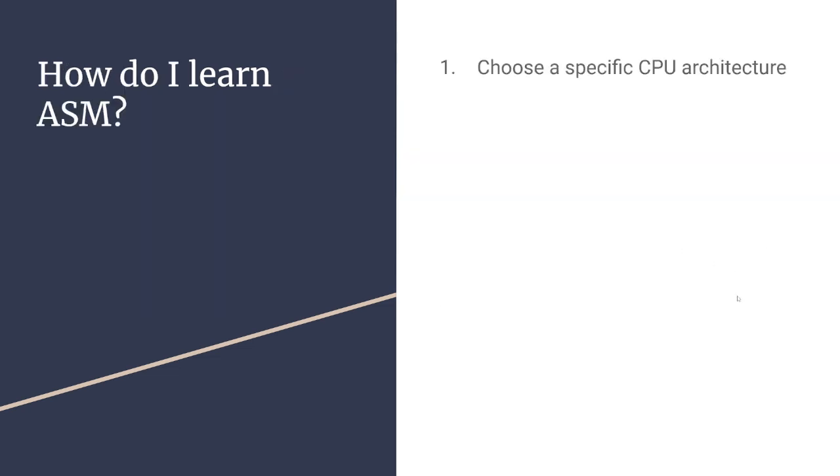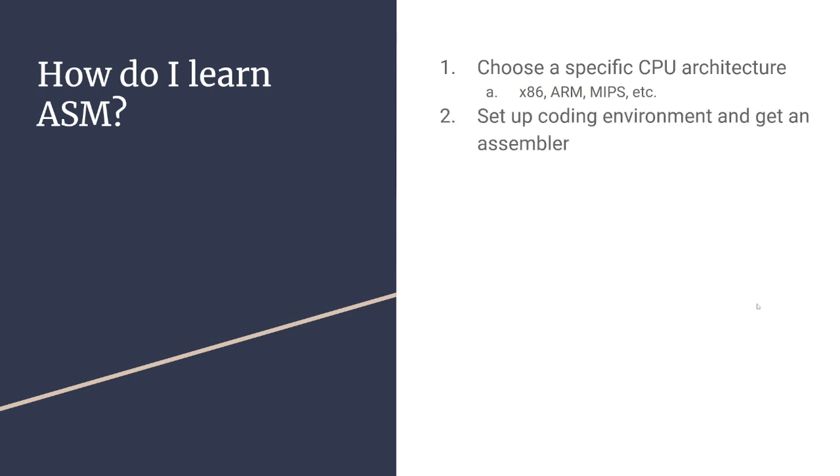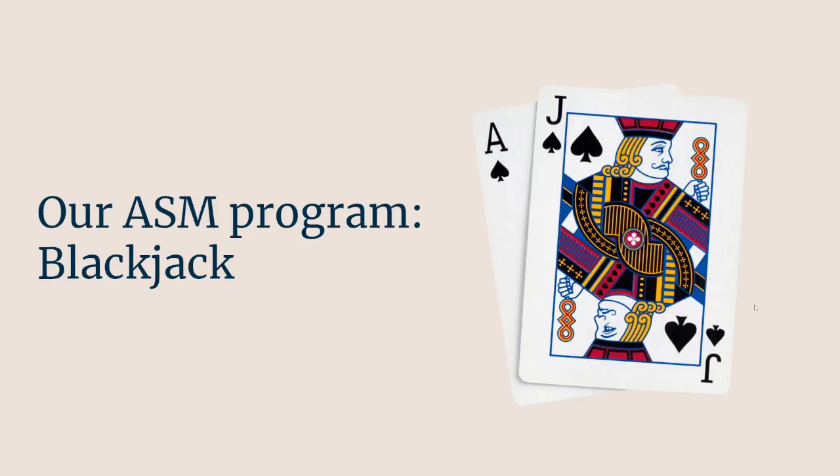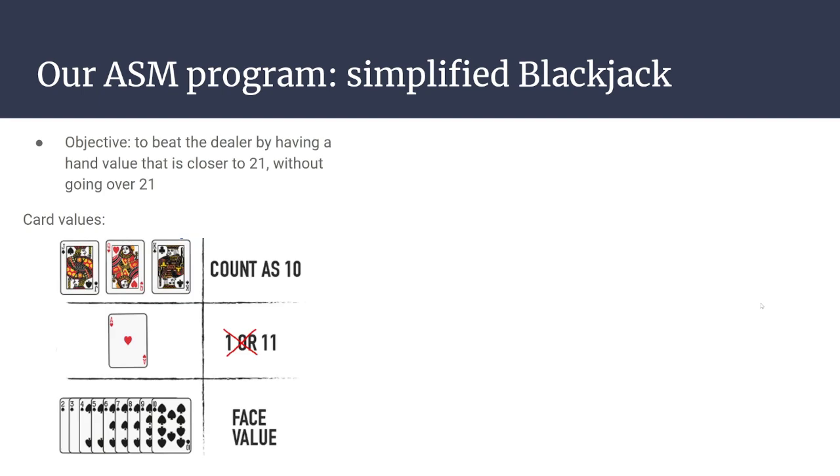So how do I learn ASM? First, you should choose a specific CPU architecture that you're interested in, since ASM is CPU dependent, like any of these. 2. Set up a coding environment and get an assembler. 3. Learn syntax. And 4. Practice writing simple programs. So our ASM program is blackjack, but simplified.